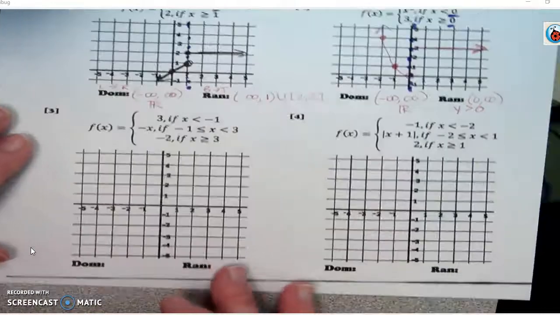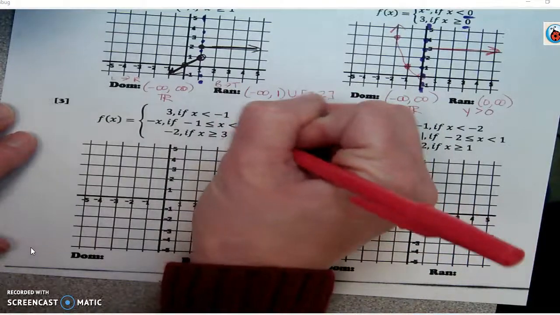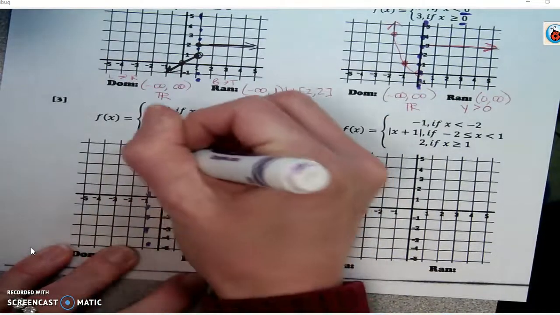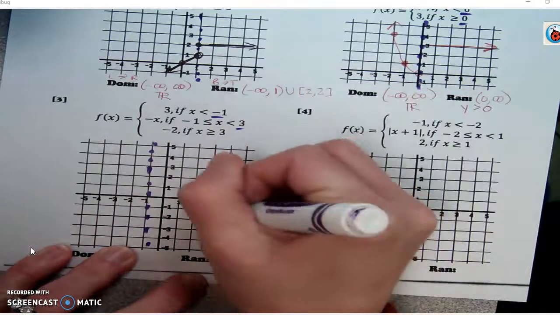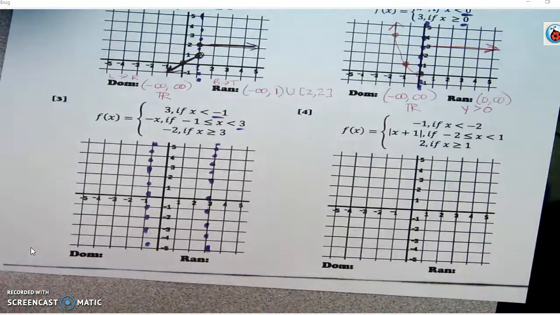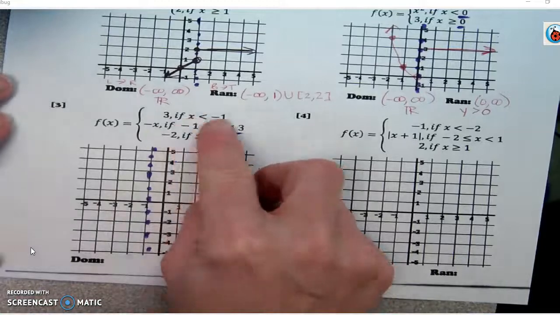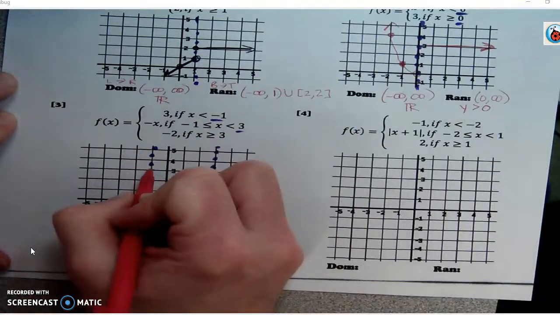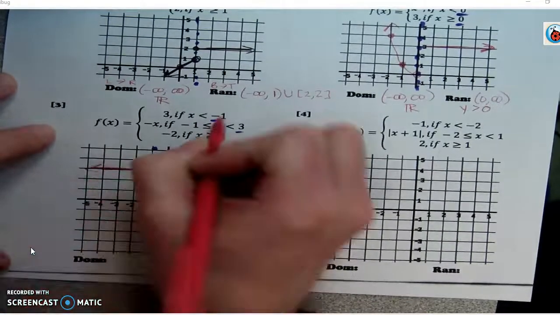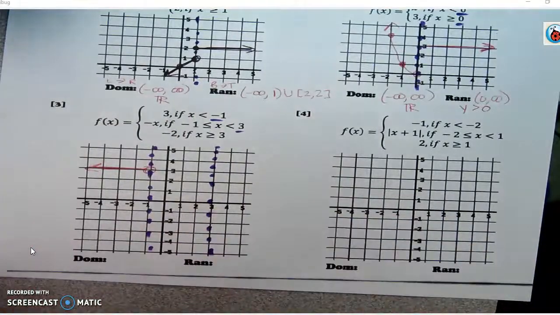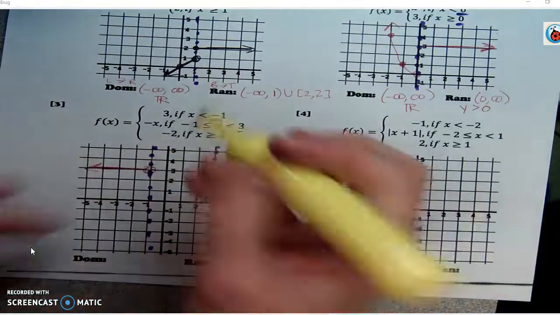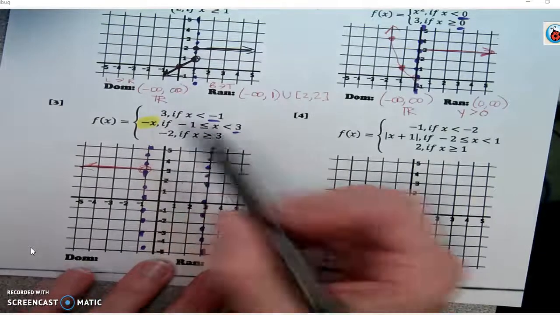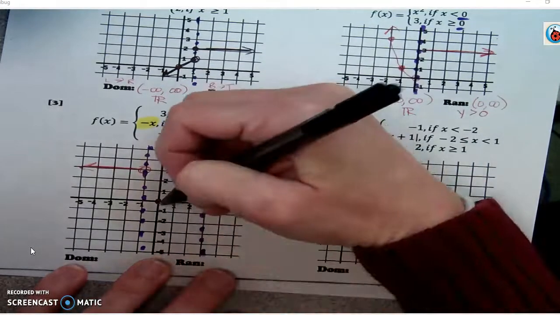All right, number 3. This one has 3 functions. This piecewise function has 3 different parts. -1 is one of your fences, and 3 is the other fence. Okay. All right. To the left of -1 is the horizontal line at 3. And it's an open circle, and this time it's going to the left because it's less than -1. My middle section is this function, -x. So that's a straight line. It has a y-intercept at 0 and a slope of -1.